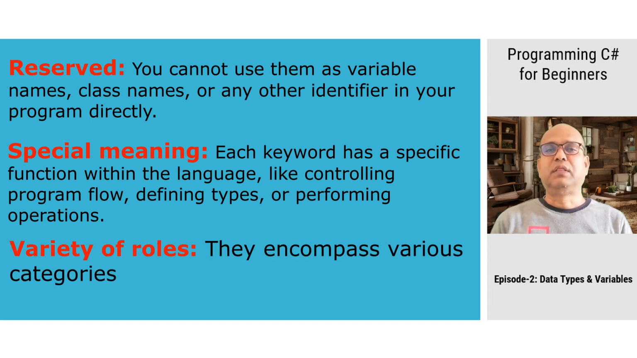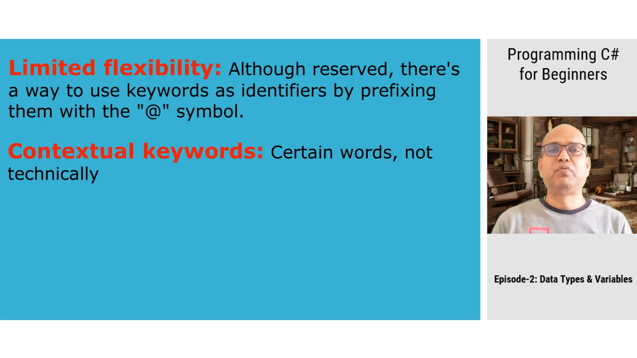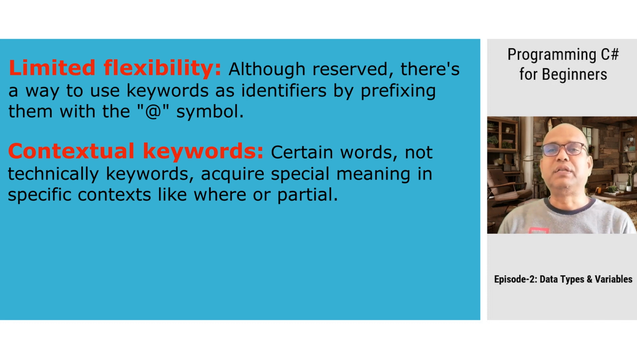Variety of roles: they encompass various categories like value type keywords, reference type keywords, modifier keywords, statement keywords, operator keywords, literal keywords. Limited flexibility: although reserved, there is a way to use keywords as identifiers by prefixing them with the @ symbol. However, this should be done with caution for clarity and best practices. Contextual keywords: certain words, not technically keywords, acquire special meaning in specific contexts, like where or partial.